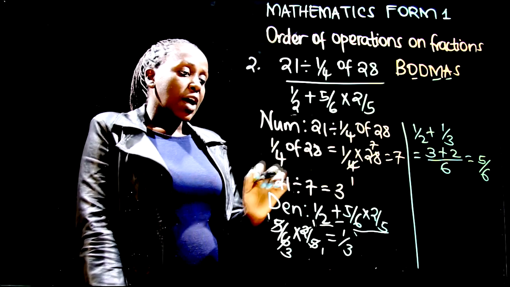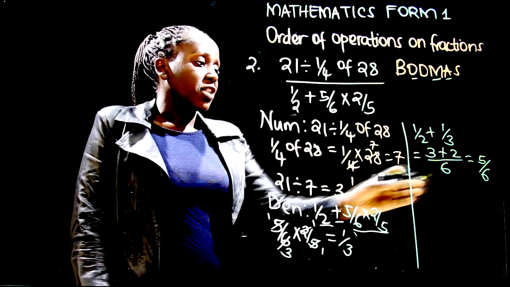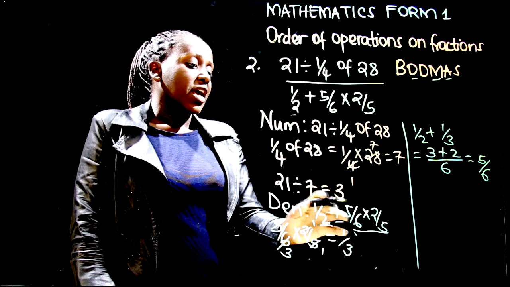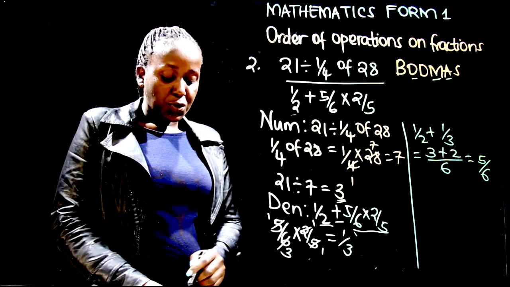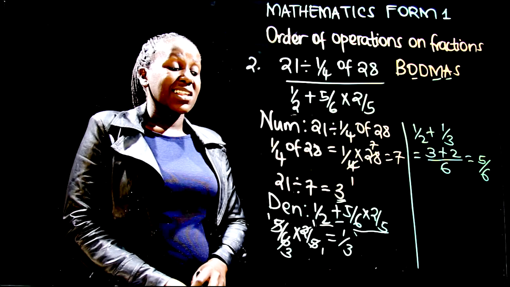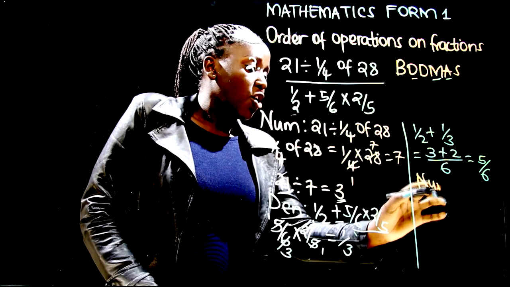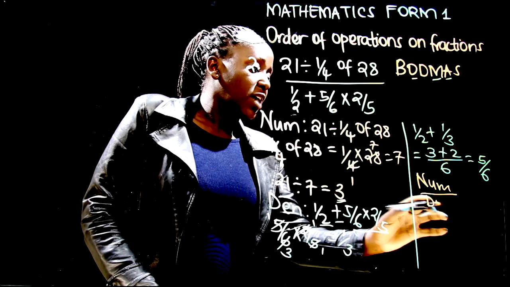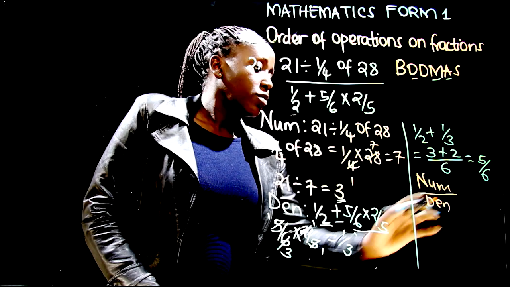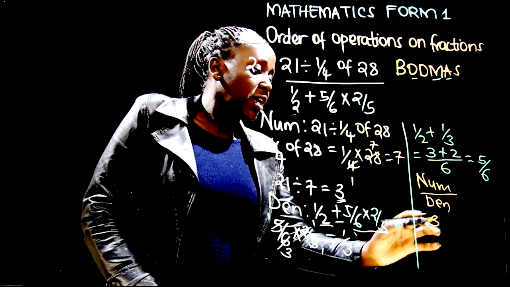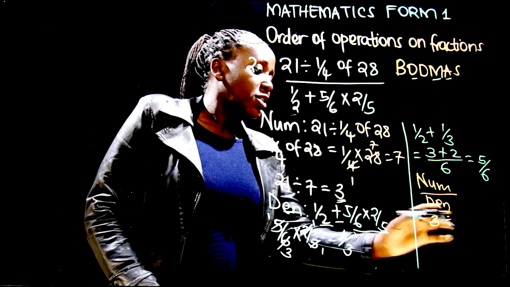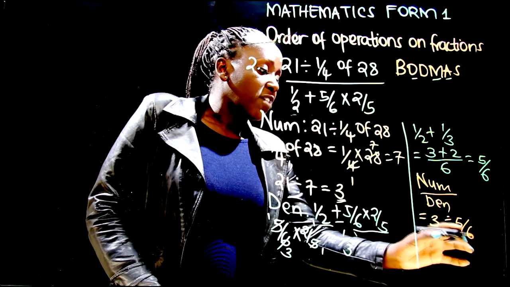Okay? So now we have gotten the answer for the denominator and we had the answer for the numerator. So what do we do next? We combine the two. So now the numerator over the denominator will be equal to, the numerator is 3 divided by the denominator, which is 5 over 6.